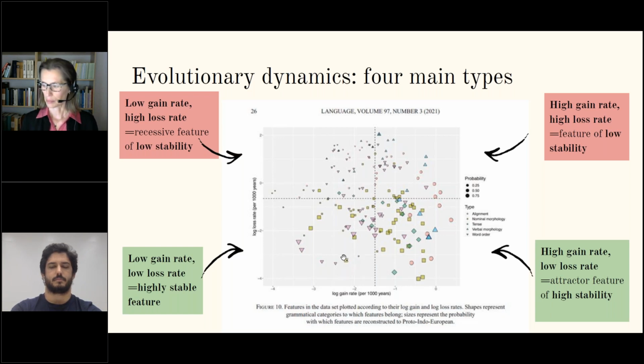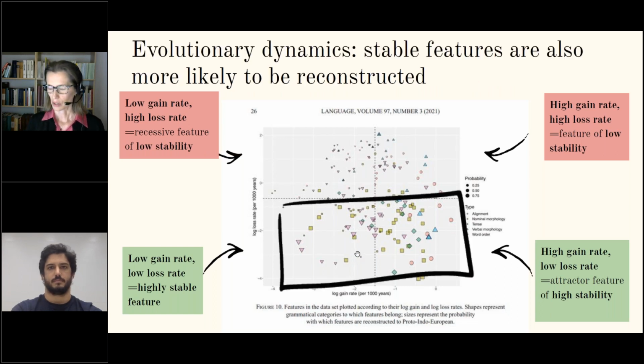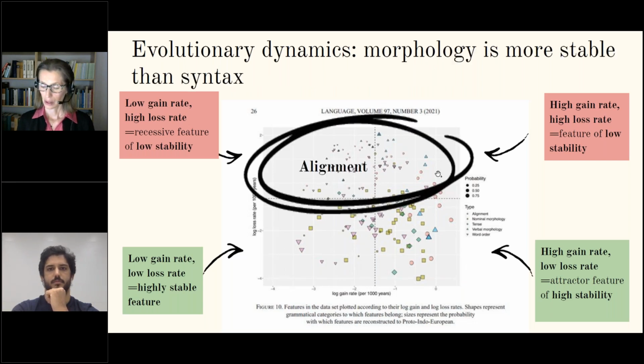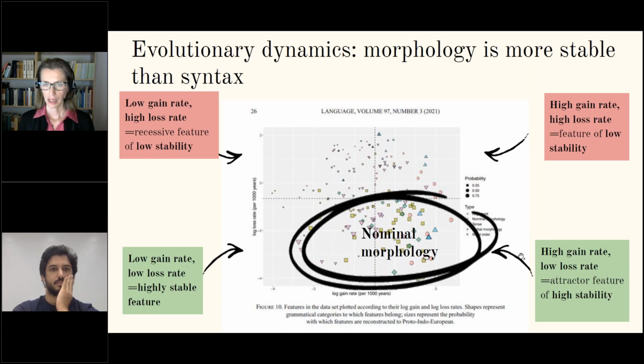There is a very interesting and clear pattern here, which is that stable features, the green ones down here, are also reconstructed with a higher probability at the proto-language state, as indicated by the size of the markers. And you can see that's quite clear. So more stable features are also more likely to be reconstructed. If we look at the different domains, there is another interesting result. First, we see that alignment is generally more unstable. They cluster here in this area of more unstable features, whereas nominal morphology is down here in the stable sector.